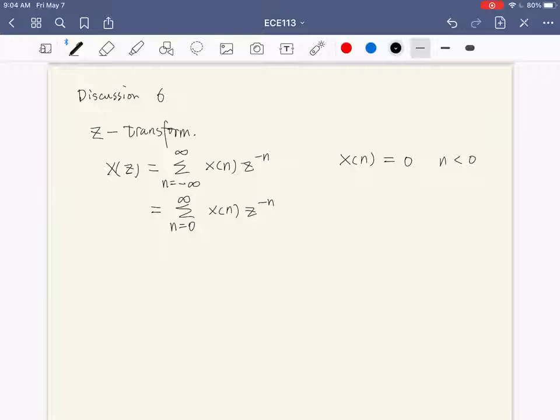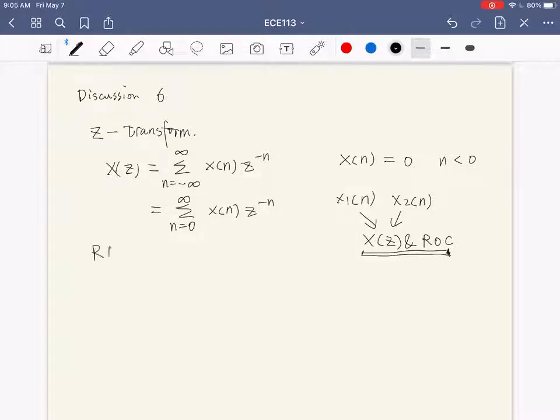Okay, and we also need to notice two different signals, x1(n) and x2(n), might result in the same X(z). So to uniquely define our x(n) in the z domain, we need to include the ROC as well. So x1(n) and x2(n) can be differentiated.